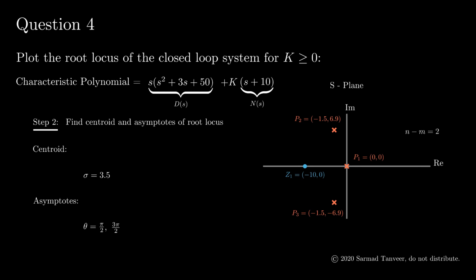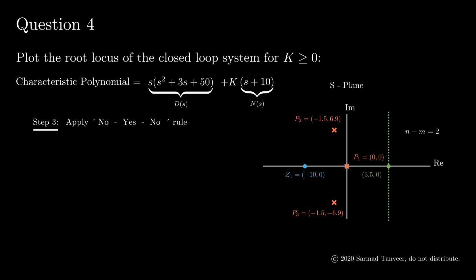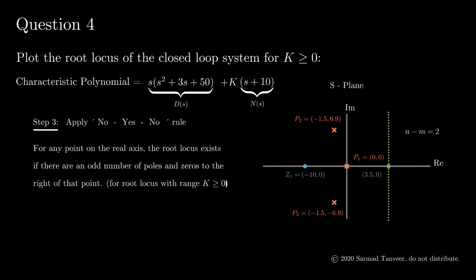Let's plot this information. The centroid is located at 3.5 and 0. The asymptotes are straight lines that originate at the centroid with angles of 270 degrees and 90 degrees relative to the positive horizontal axis. In the next step, we apply the no, yes, no rule. This rule states that for any point on the real axis, the root locus exists at this point if there are an odd number of poles and zeros to the right of that point.